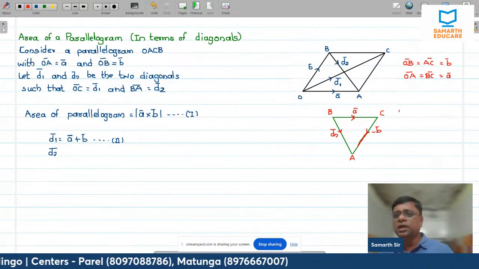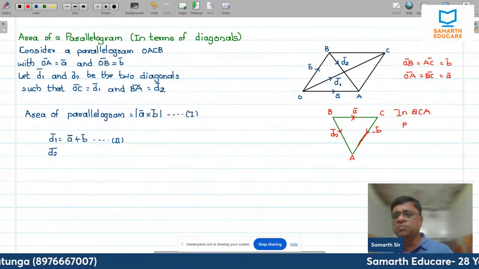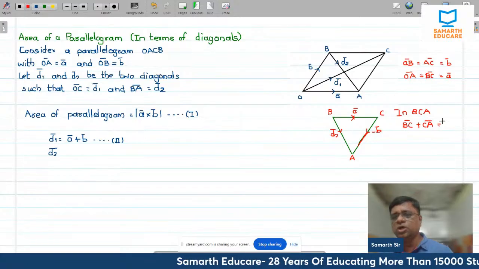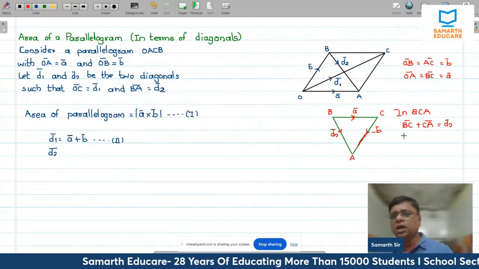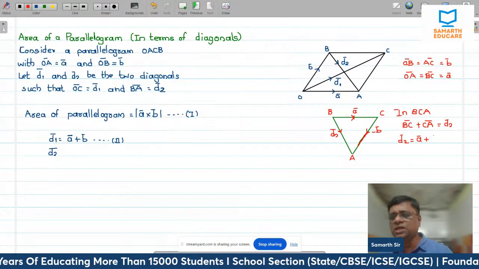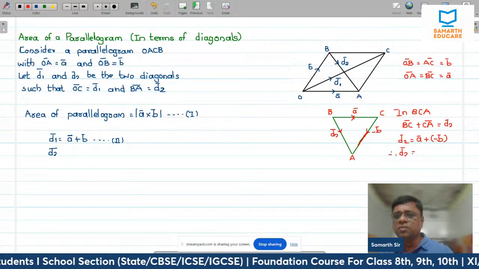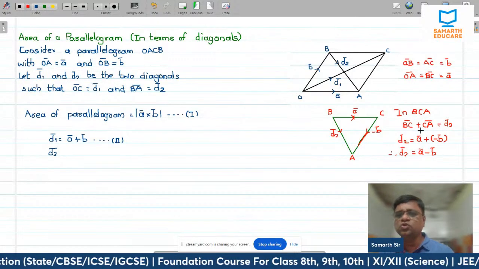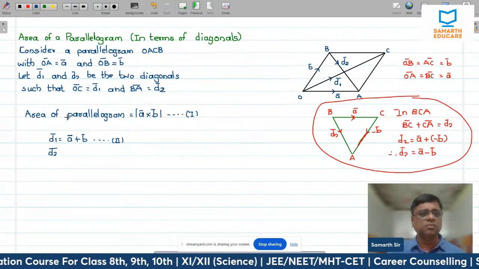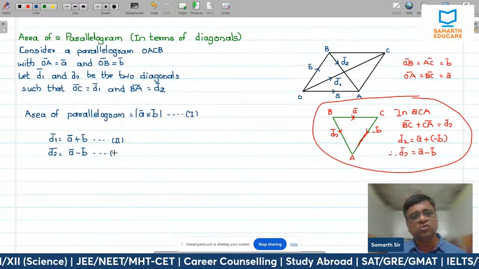And here in triangle BCA, BC bar plus CA bar is equal to D2 bar, right? And D2 bar का value बनता है, D2 bar is BC bar which is A bar plus CA bar which is minus B bar. That means D2 bar is a bar minus b bar. Definitely ye jo part what I have explained you over here, you are not supposed to write in the exam. So d2 bar becomes a bar minus b bar. This is equation number 3.